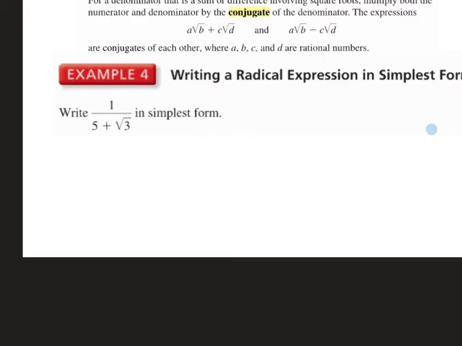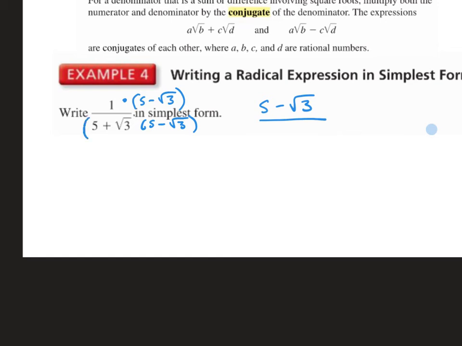5 minus square root 3, perfect. So what we do to the bottom, we have to do to the top. So we're going to multiply the bottom times 5 minus square root 3, and the top times 5 minus square root 3. Now, we're multiplying 1 times 5 minus square root 3, so what would we get on the top? 5 minus square root 3. And now let's multiply the bottom.